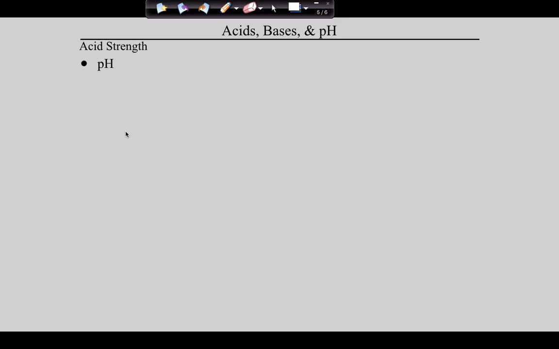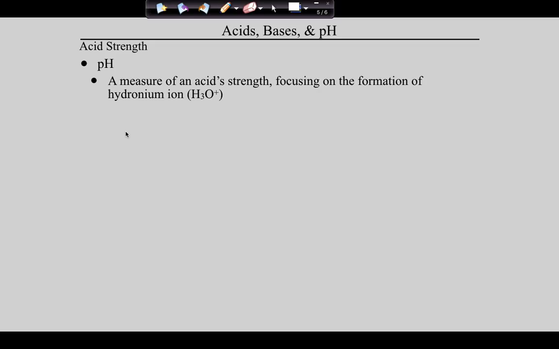So guys, now given the conversations that we just had, we can finally define pH accurately. We said earlier that pH measures hydrogen ion concentration, and that's not completely true. Guys, pH is actually a measure of the strength of an acid, focusing on the formation of hydronium ion. So pH is actually a measure of the strength of hydronium ion. And remember, hydronium ion is the ion that's formed when an acid goes into water.